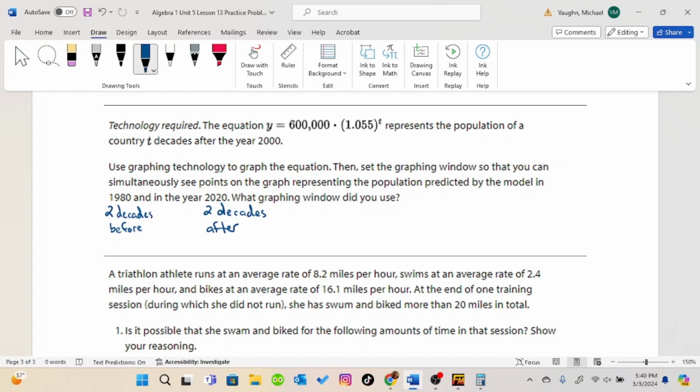So 2000 is going to be my x equals 0. So I need -2 less than or equal to x less than or equal to +2.